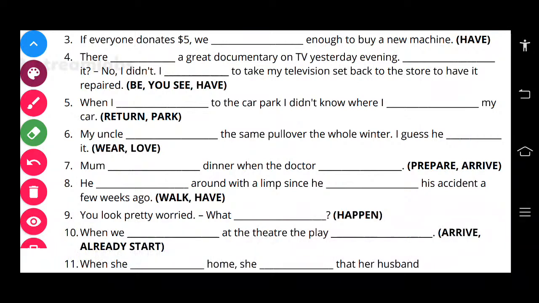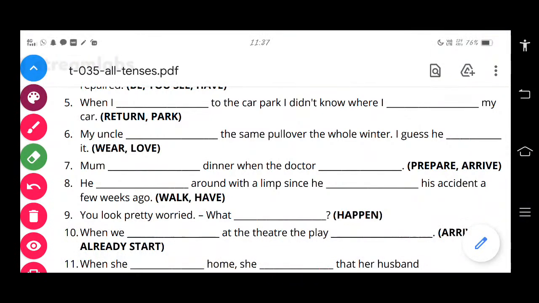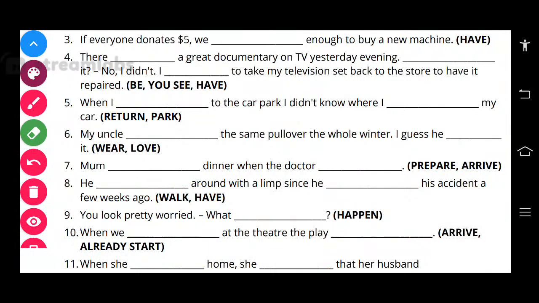When I dashed to the car park, I didn't know where I dashed my car. We were given two verbs here, return and park. So for this example, we were given two verbs, return and park. We have to use suitable verb forms with regard to return and park.